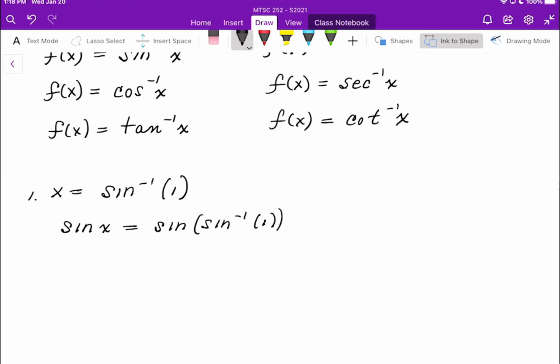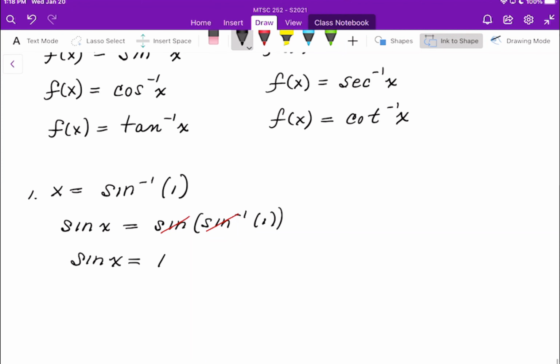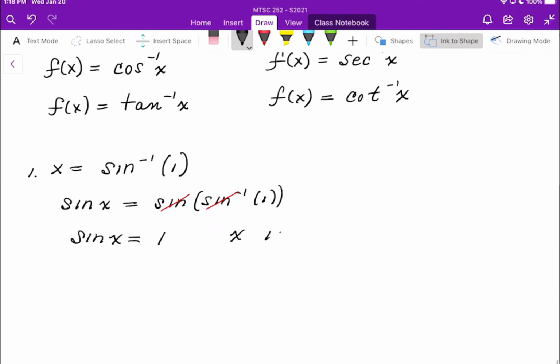So we have the sine of x on this side, but we know that the sine of the sine inverse, these are inverse functions, so they cancel. So we just end up getting the sine of x is equal to 1. So now what we're trying to find is the angle. So x is the angle whose sine is 1. But we have a restriction.